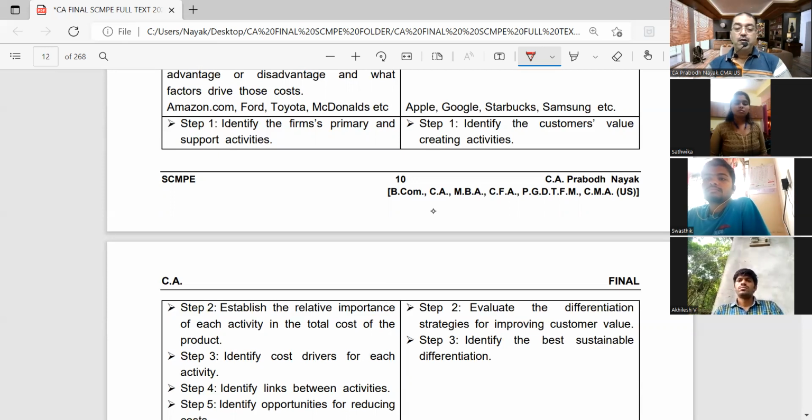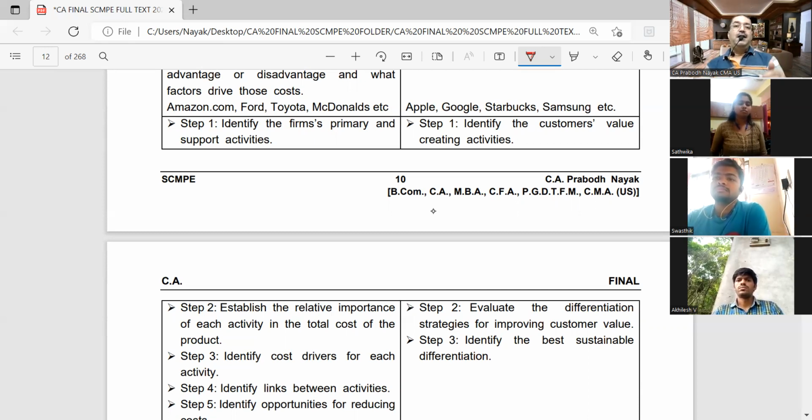Third is identifying cost drivers for each activity to find out what is the cost coming for each activity. Identify the links between activities. Very important. It may so happen that because you have cut down upon one activity, it is affecting other activities.